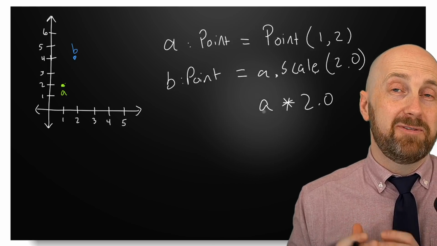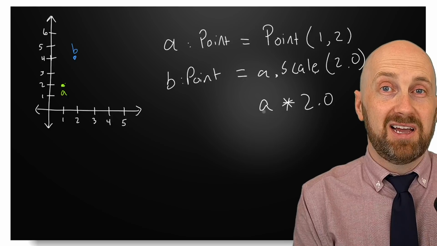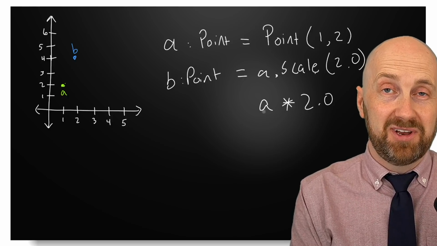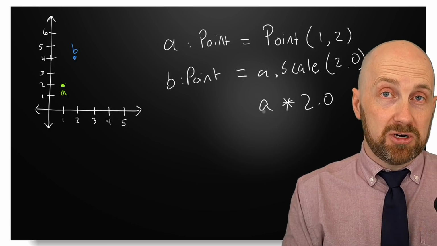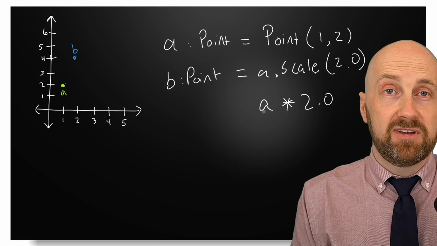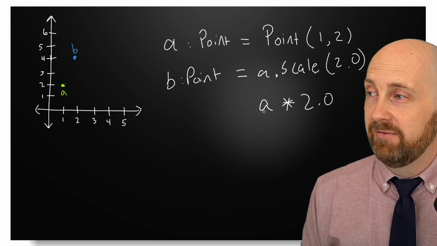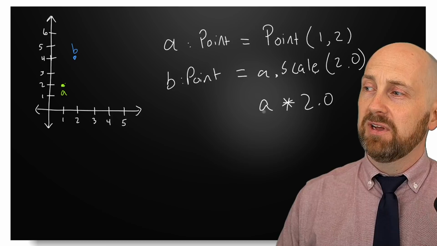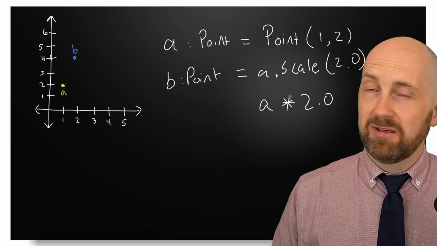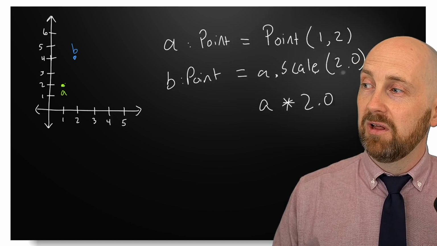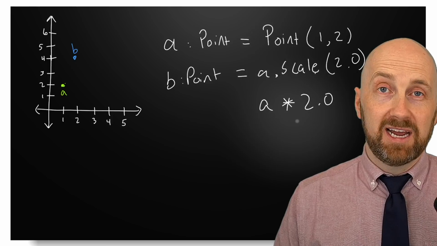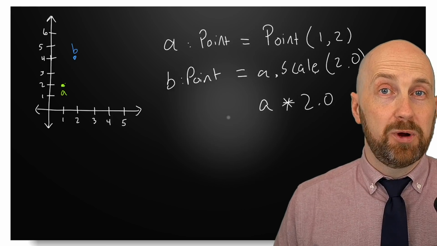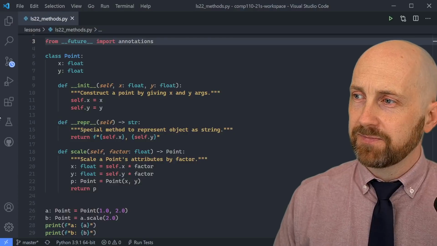Well, if you follow some convention and in your point class you define a special method with a special name, we'll be sure to call that on your behalf so that this syntax will work out and this will be a valid expression. So let's go look at how we can add this special method such that rather than calling a method like scale, we can actually use the multiplication operator with our point objects.